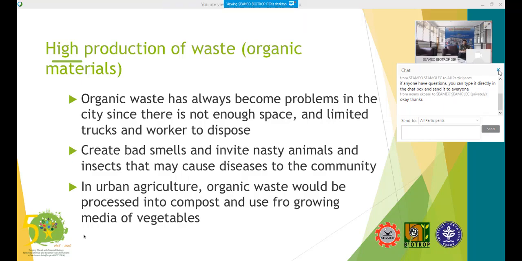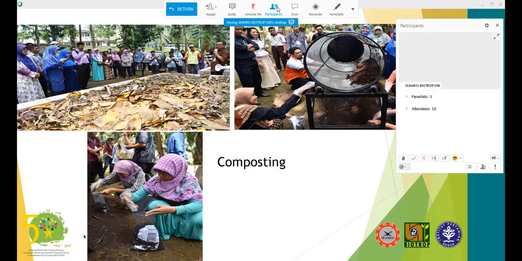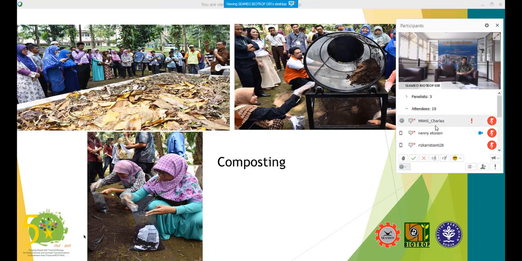Next. This is an example of organic waste processing in Seameo Biotrop by composting. Next.